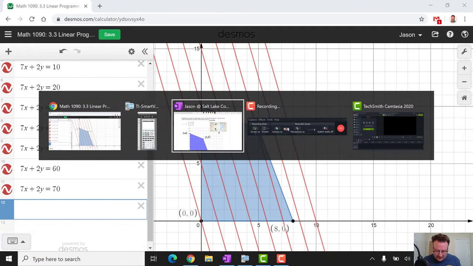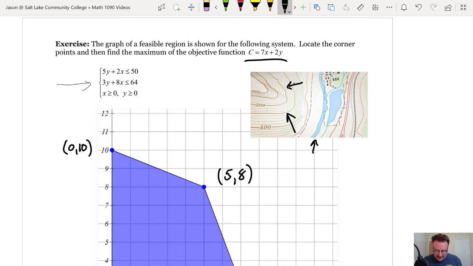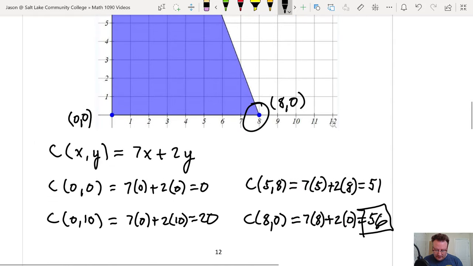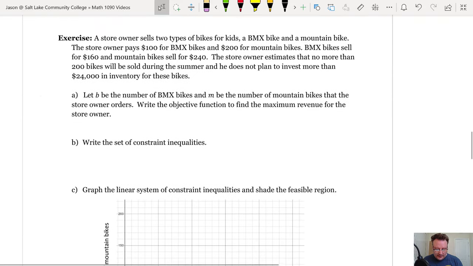Okay, I'm going to go back to OneNote. And so the upshot of this exercise is simply you plug in all of your vertices into your objective function and see which one maximizes or minimizes the objective function. In this case, we wanted to maximize it.